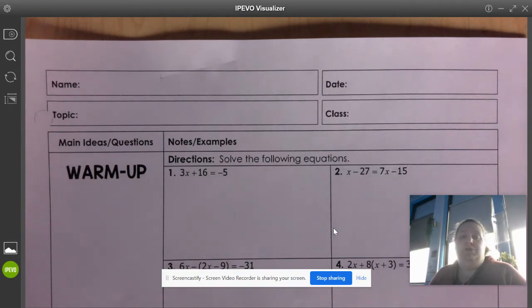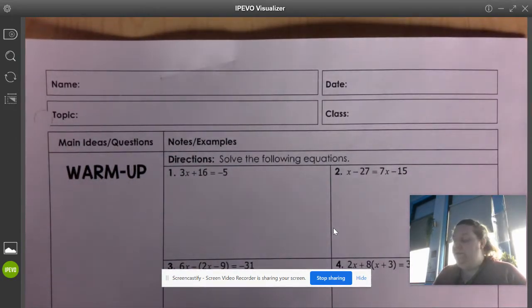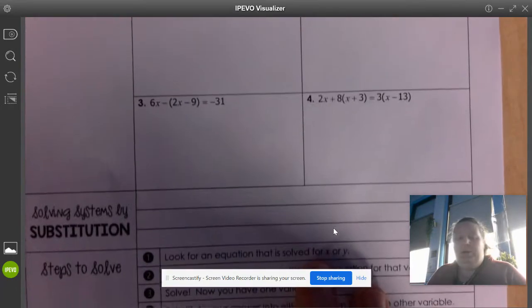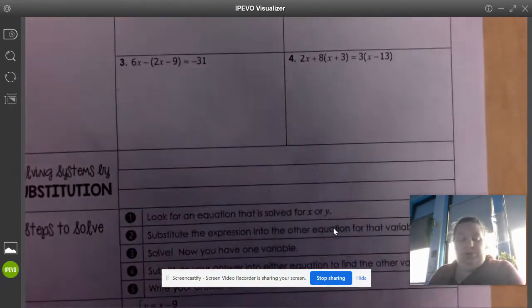Today we're going to learn how to solve systems of equations using a different method called substitution. There's a copy of the notes linked in Canvas, or you can watch the video and get a copy when you're back in class. We're going to skip the warm up and go straight into the notes, okay? So, solving systems by substitution.